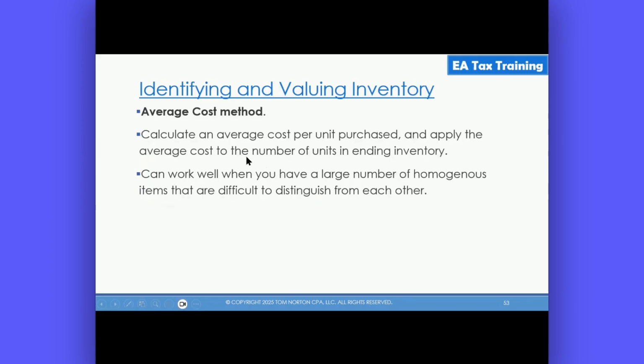And then our final method under the cost method is average cost. Here, you calculate an average cost per unit purchased, no matter when it was purchased, and then you apply that average cost to the number of units in ending inventory. This can work well when you have a large number of homogeneous items that are difficult to distinguish one from the other, such as the hammers or the nails, etc.